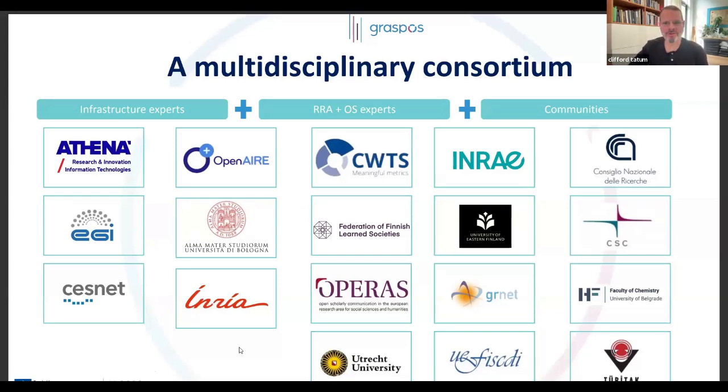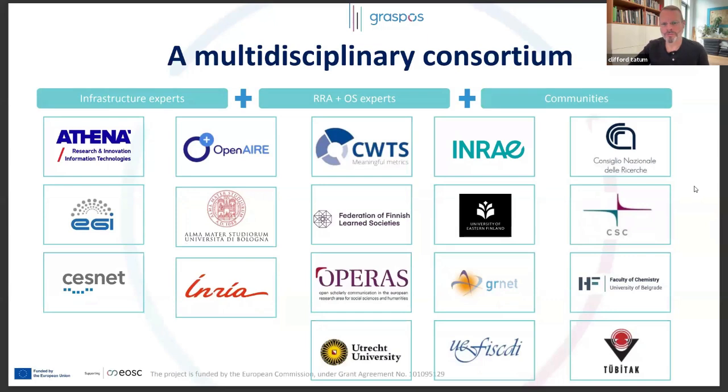Okay, a bit about GraspOS. Lottie did a good job of presenting that. I will add to that that we are 18 partners along three different disciplines: infrastructure experts, responsible research assessment and open science experts, and communities. So we have quite an effort focusing on the communities outside of our project to engage with. And among these partners, there are 9 pilots who serve a quite important role in conducting research assessments using our approach and our resources, across different national and disciplinary contexts. So there are co-development partners.